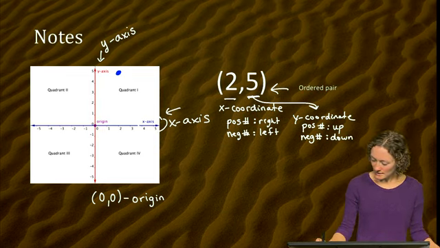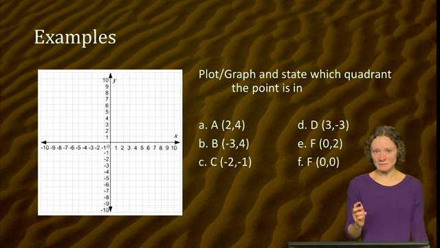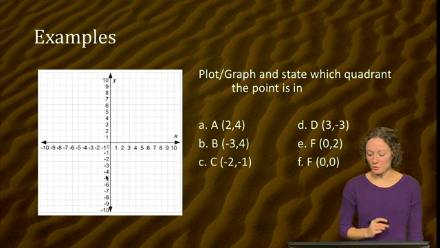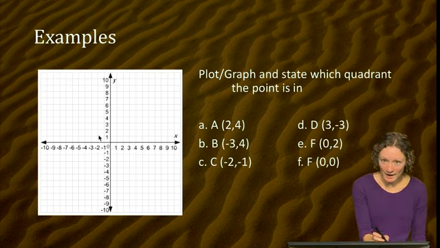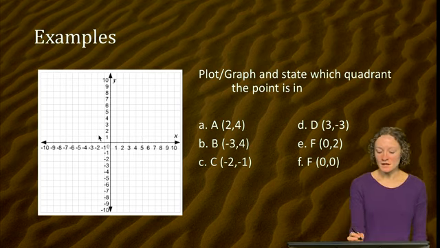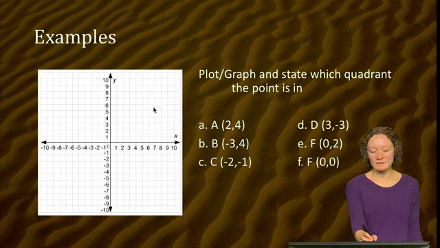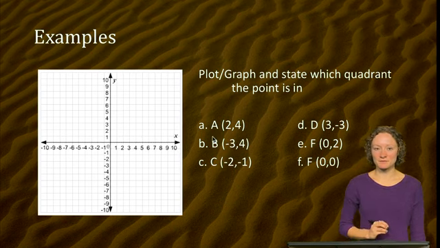So for this problem, let's plot or graph the points. You might see it labeled either way, plot or graph, and then state which quadrant the point falls in. Go ahead, pause the video, practice. You can plot these on this graph, and then we'll go through it together in a moment. When you put the point on the graph, put the letter with it, so label what that point is. You could either write the ordered pair itself or the letter, but let's go with the letter for this one.